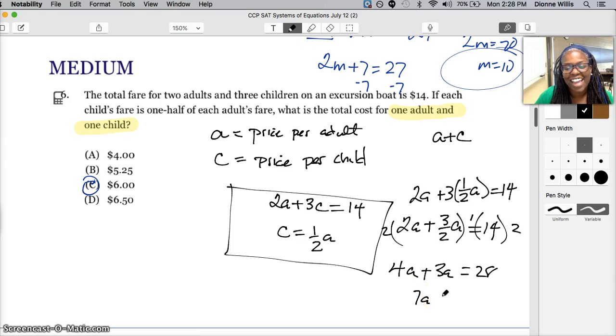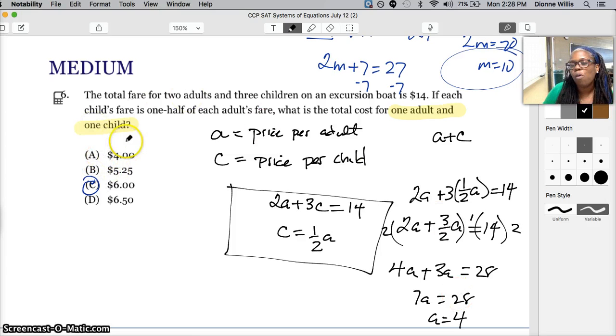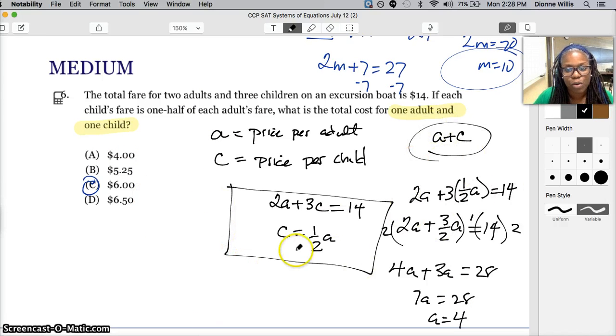Simply put, 7A is equal to 28, and I get that A is equal to 4. Again, that's not my solution. Look how they have it nicely there, all waiting for us to get all happy that we solved the problem. But we're very smart. We know that A plus C is what we're looking for. So if A is 4 and we're told that C is half of A, that means that's 2. That's how we get the answer 6.